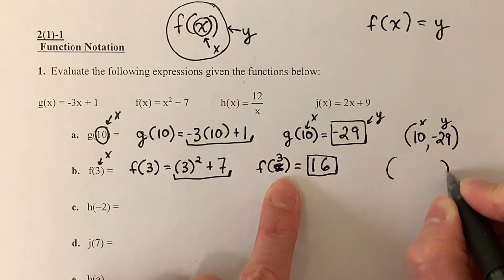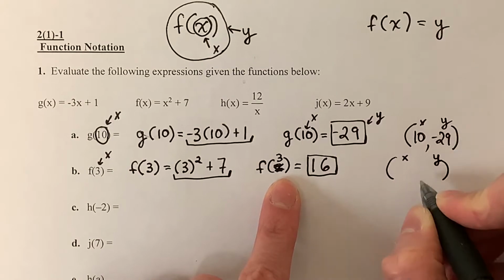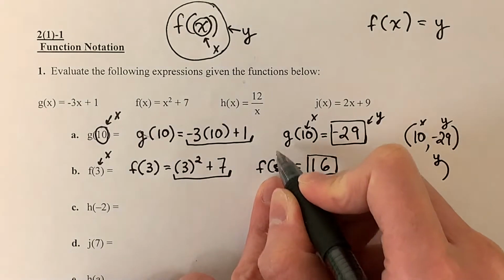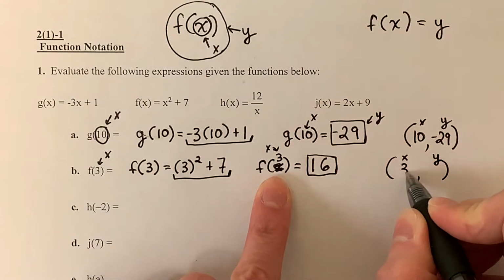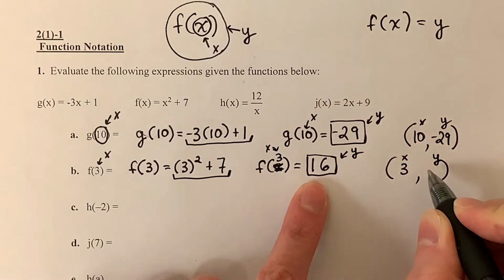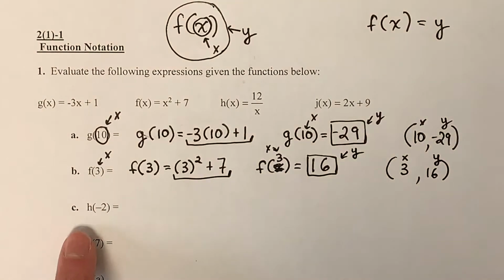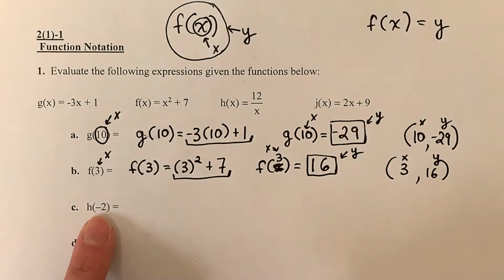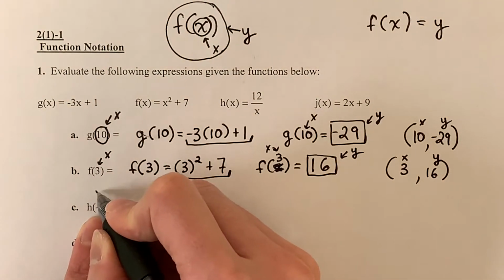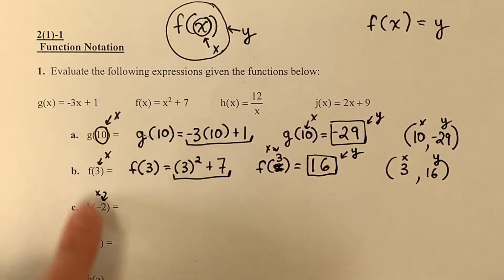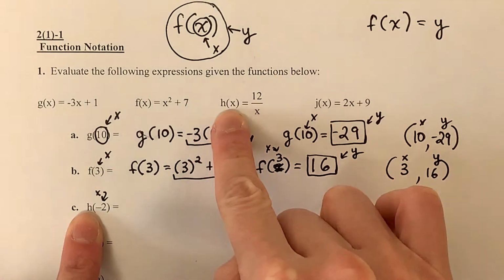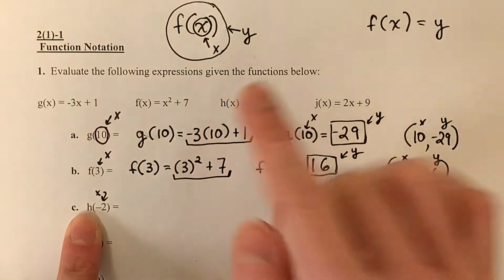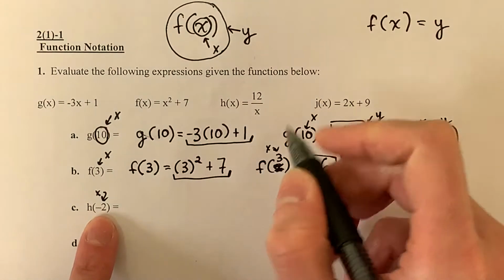And if I wanted to do an ordered pair, remember x is first, y is second. This is x is 3, and y is 16. Let's do our next one. This number is inside the parenthesis. Inside means it is x, because the inside is x. This is h, so I will be using this equation, and I will be changing the x's for -2.